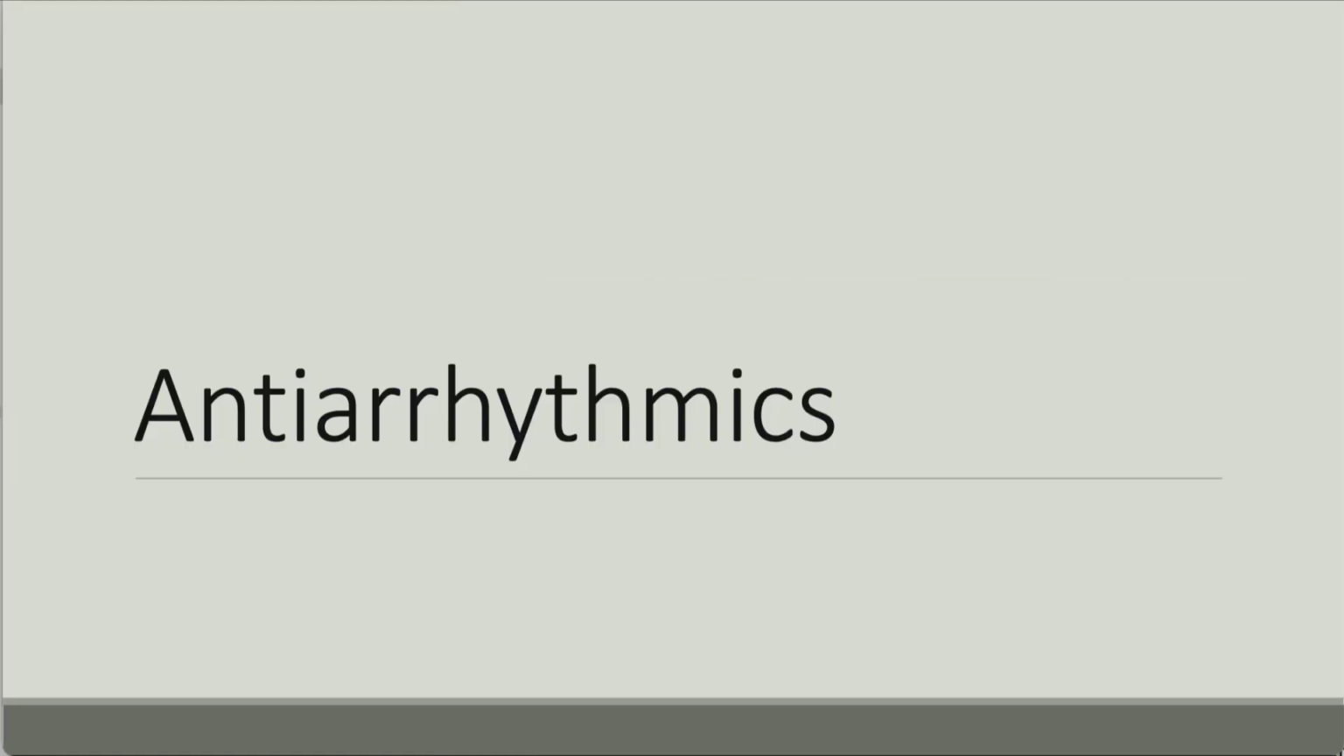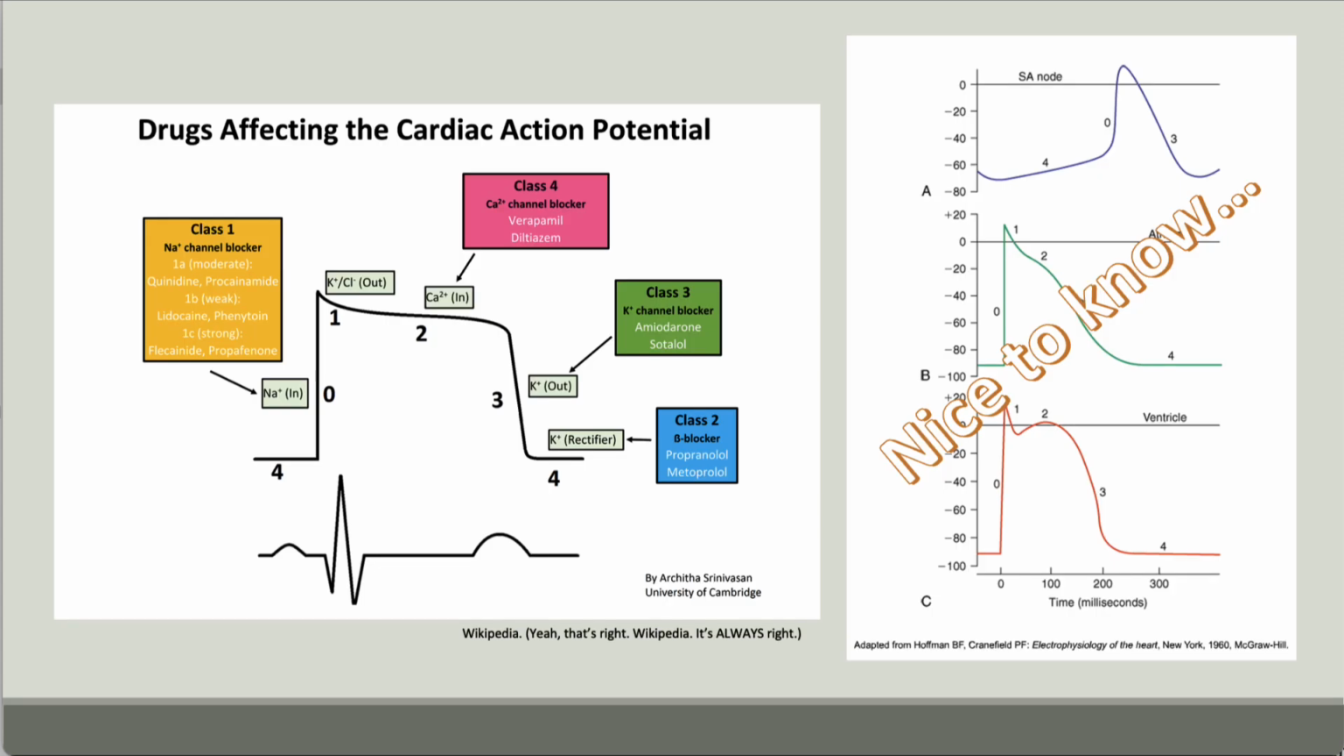So, a couple of things about antiarrhythmics before you get to class. I want you to know that this is the action potential that you all learned about. Remember, there's phase 0 when the sodium comes in, there's phase 1 when the potassium and chloride go out, there's phase 2 where the calcium influx happens. There's phase 3, where the potassium efflux happens. And then there's phase 4, when everything goes back to normal again.